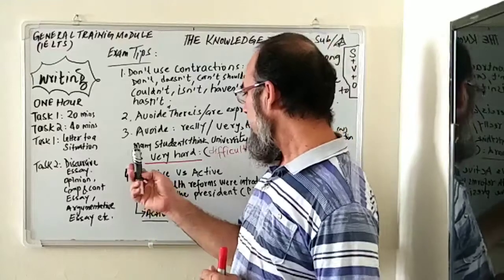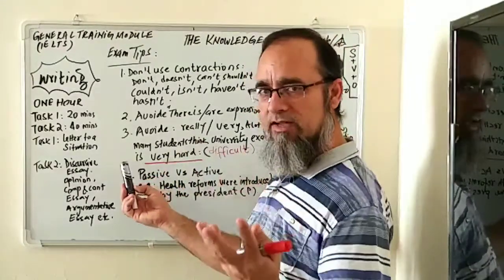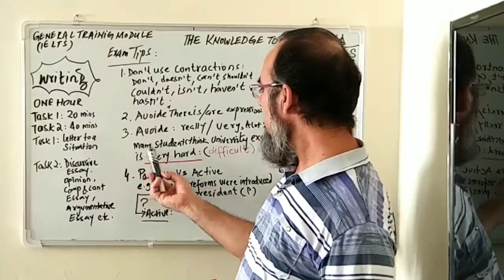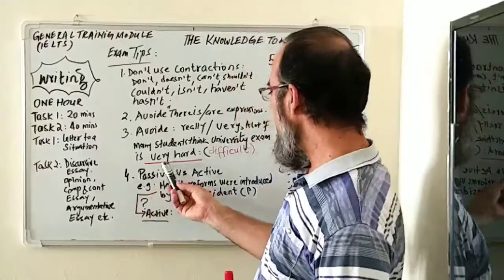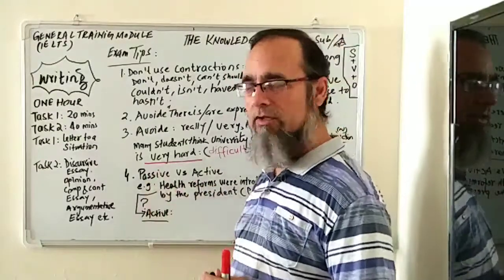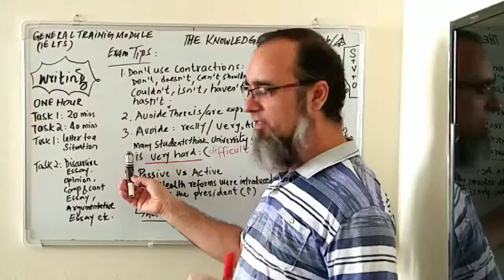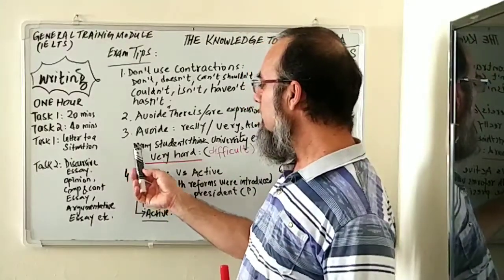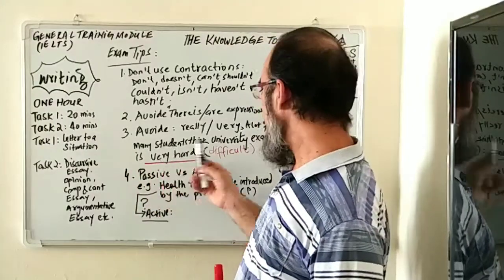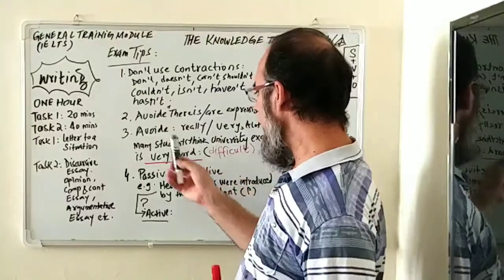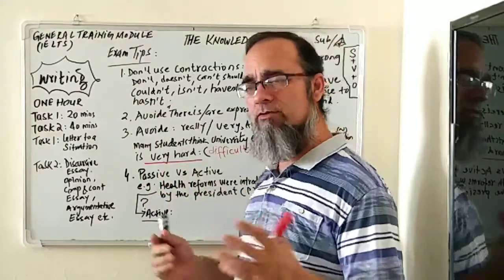For example, I have given one example here, and there are so many other examples you come across. Say, "Many students think university exam is very hard." Now you see here, "very hard" is used, or "very" is used. Sometimes the candidates appearing in this examination, instead of "many," say "a lot of students." Or sometimes they use "really" somewhere else. For example, "Many students really think university exam is very hard."